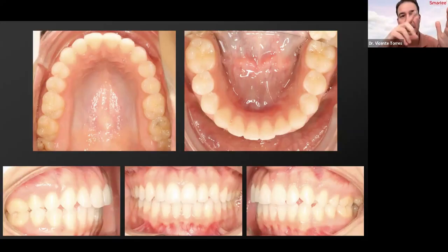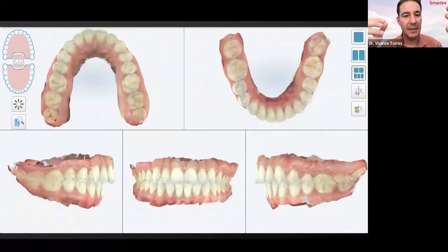But you can see here that the arch form is really good because of the previous orthodontic treatment, but we have this problem. This is the picture of the scanner. We can see here this complete class 2 malocclusion on both sides, maybe more on the left side than on the right side.